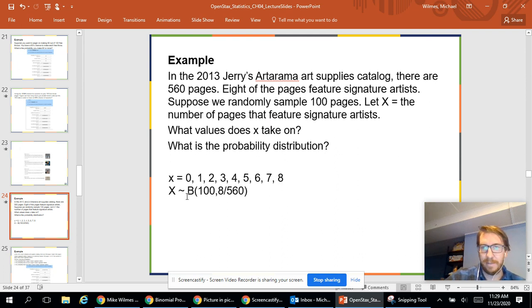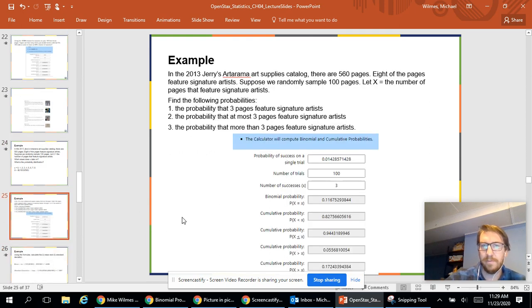And so this is a binomial distribution, since each event is independent. And we have 100 pages we're looking at, and the probability of success is 8 out of the total number of 560 pages. So to do this, we're going to take it into our calculator again. We want to find these probabilities. The probability that 3 pages feature signature artists out of the 100, at most 3 pages, or more than 3 pages.